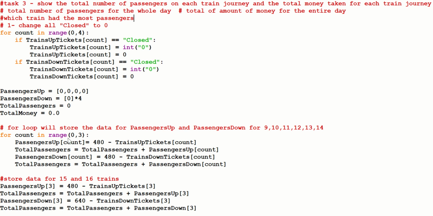So this one would be added to total passengers, and the same total passengers is here, so you can add passengers down to it. Passengers down count equals 480 minus trains down tickets, the tickets that are still remaining, equals the passengers that have gone down, the tickets that have been sold to go down, and total passengers plus passengers down.